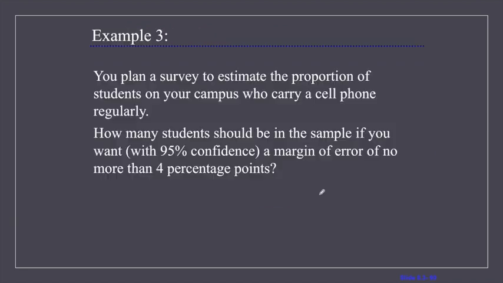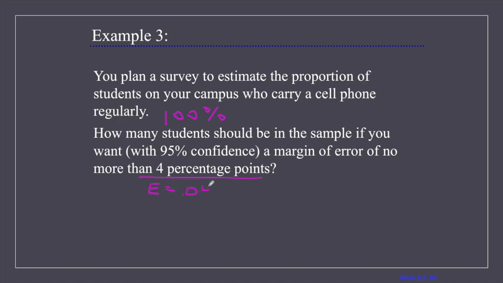So let's say we planned a survey to estimate the proportion of students on your campus who carry a cell phone regularly. I can tell you right now, it's 100%. 100% of students carry their phone all the time. So how many students should be in the sample if we want a 95% confidence interval with a margin of error no more than 4 percentage points? So the first thing I need to do is convert this error into a decimal. So 4 percentage points would be 0.04.